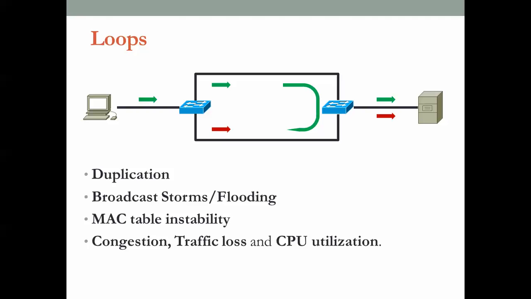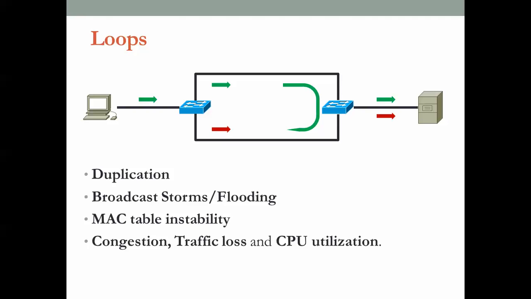Imagine if multiple packets were to be sent from the client to the switch. All these packets would have been duplicated and they would have started flooding the network, giving rise to what we know as broadcast storms and flooding. This is a very major problem created by loops.